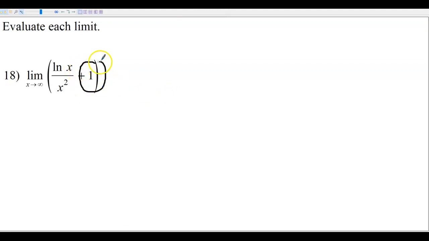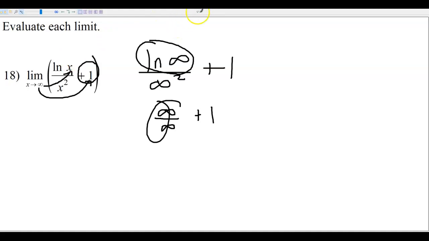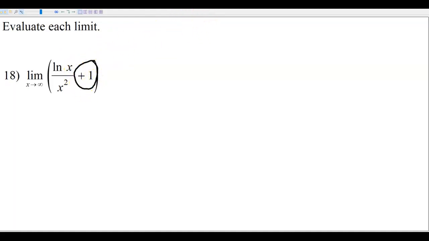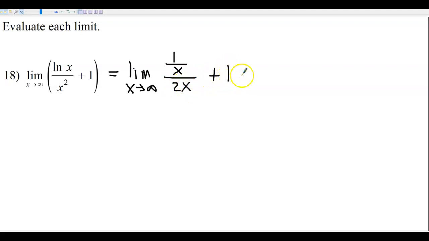Now this 1 is going to remain unaffected this whole time. We're only applying L'Hopital to this piece here, just so you know. So when we start doing our derivatives for L'Hopital, we're not going to take the derivative of that 1, because it is not part of the L'Hopital situation. This was the one that was infinity over infinity. So that limit is going to be equal to the following limit. The derivative of ln is 1 over x. The derivative of x squared is 2x. And like I said, the 1, we're not going to take the derivative of that because it's not part of the L'Hopital process.